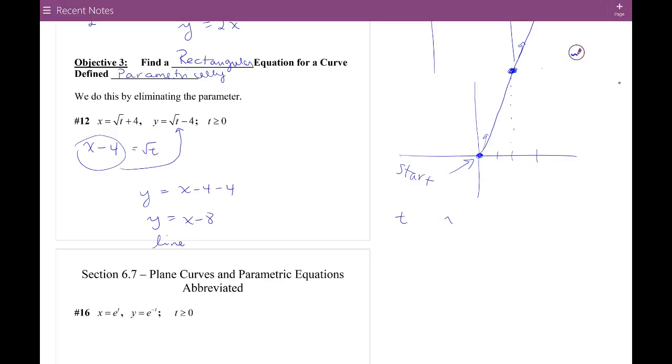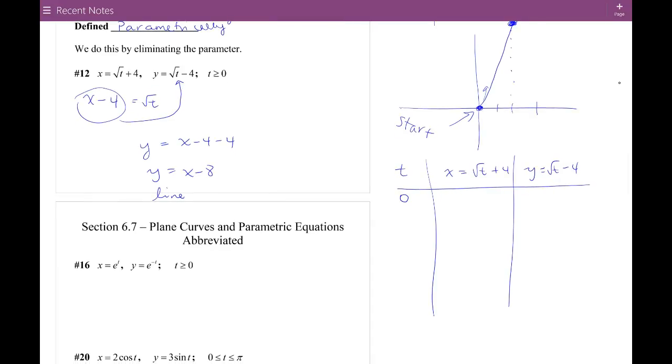And then let's make a little chart with t and x and y. When I start with t is 0, oh, this graph isn't going to start at the origin. When t is 0, x is 4 and y is negative 4. So the point 4, negative 4 is the first point that we want on this graph. So 4, negative 4. So here's the first point when t is 0. So this is the start.